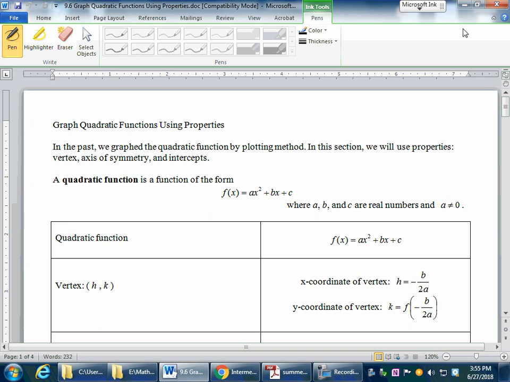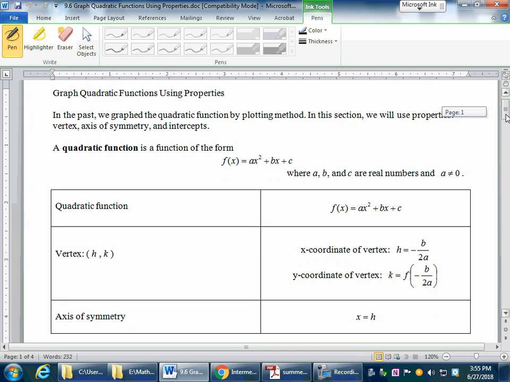Okay, so first, in chapter 3, we graphed quadratic functions by plotting methods, which means that we find the solutions randomly and then try to get the shape of the parabola. Now we can graph a lot faster using these properties.